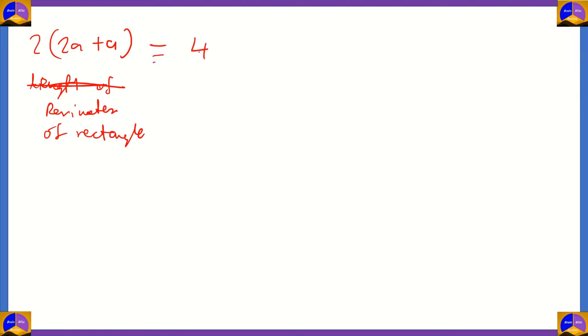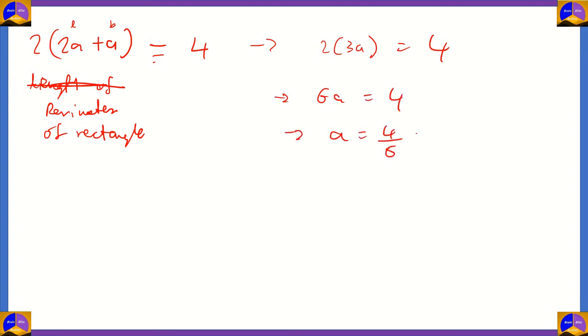We have studied that the perimeter of a rectangle can be represented as 2 times L plus B. So here L is 2A, B is A, the width. So 2 times 2A plus A can be written as 2 times 3A, and that is equal to 4. 6A equals 4. And therefore a equals 4 by 6, which is equal to 2 by 3. So this is the width of the rectangle.